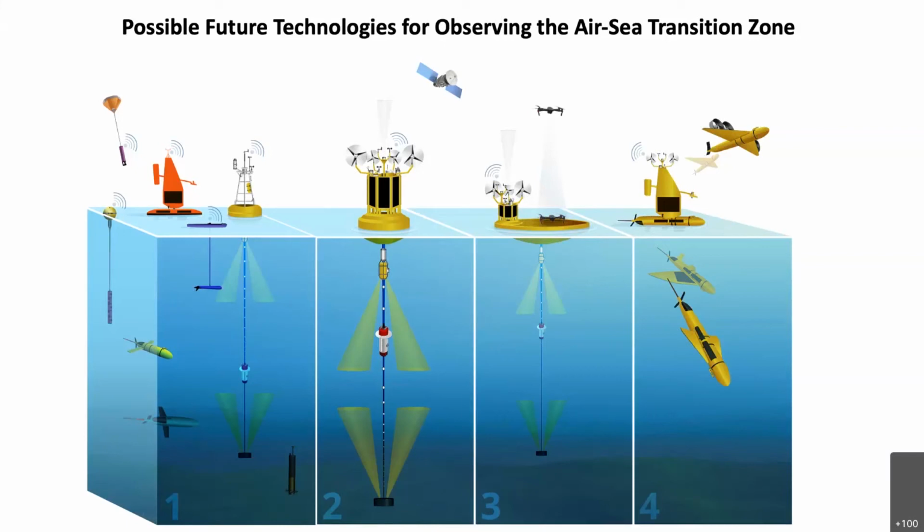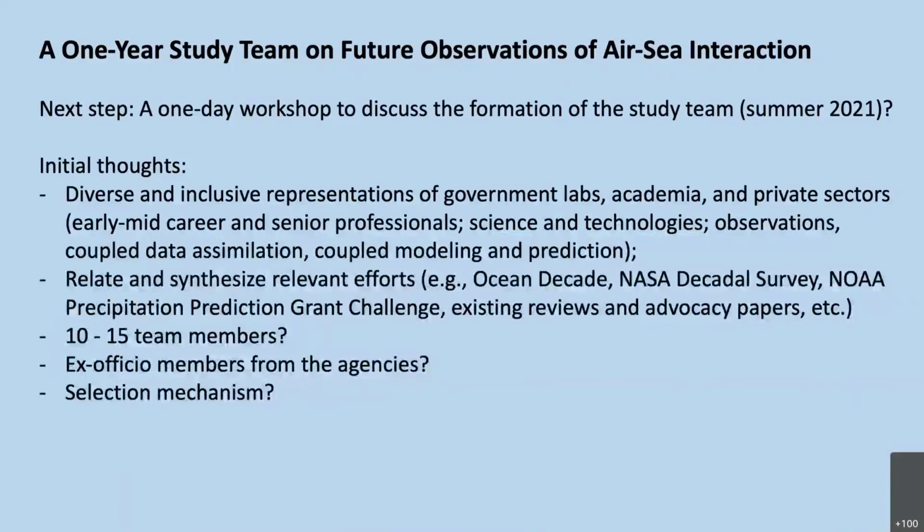There's many possibilities. So by the end, this one-year study team is charged to think broadly, out of the box, and come up with ideas of what our future observing capability of Earth's interaction should be, right? In the next step, maybe we can form a one-year workshop to discuss how to form this one-year study, or maybe we can do that online.